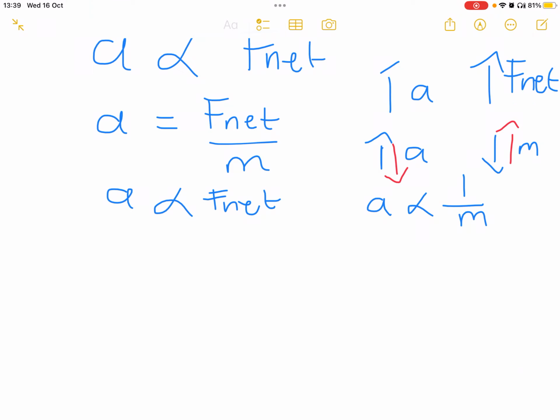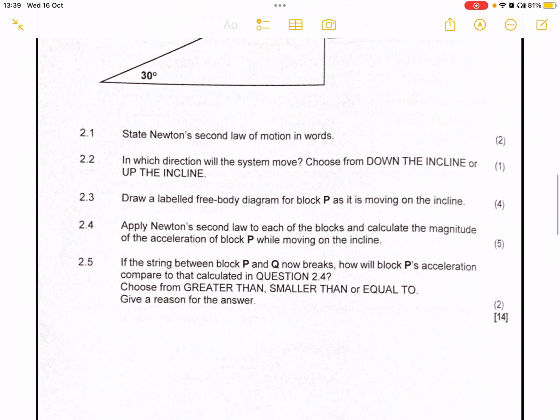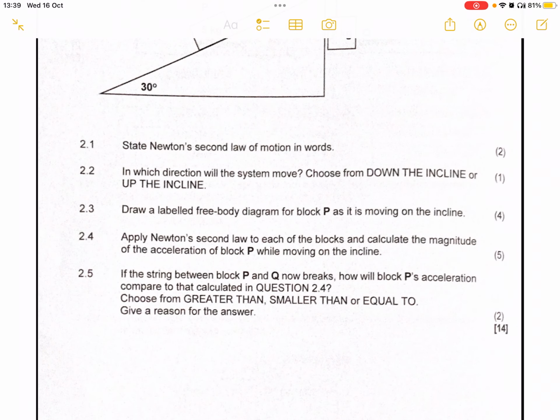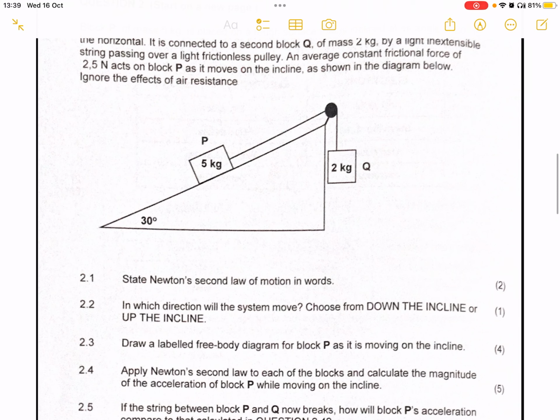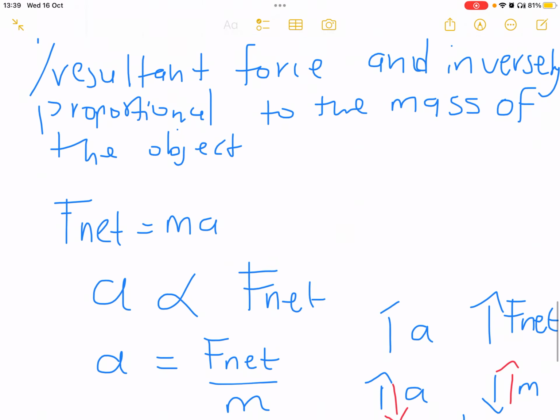If we go back to 2.2, in which direction will the system move? So you have a system like this. I need to redraw it.